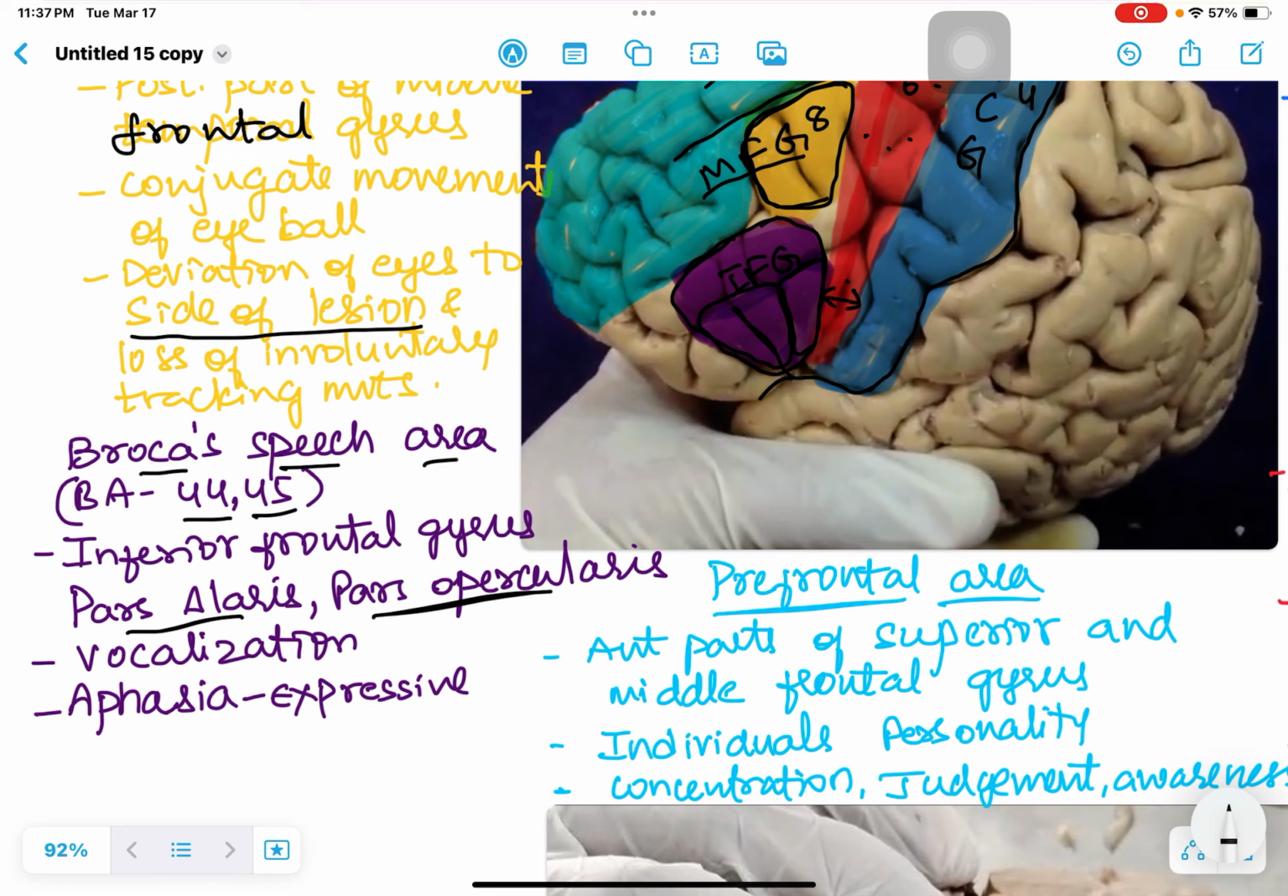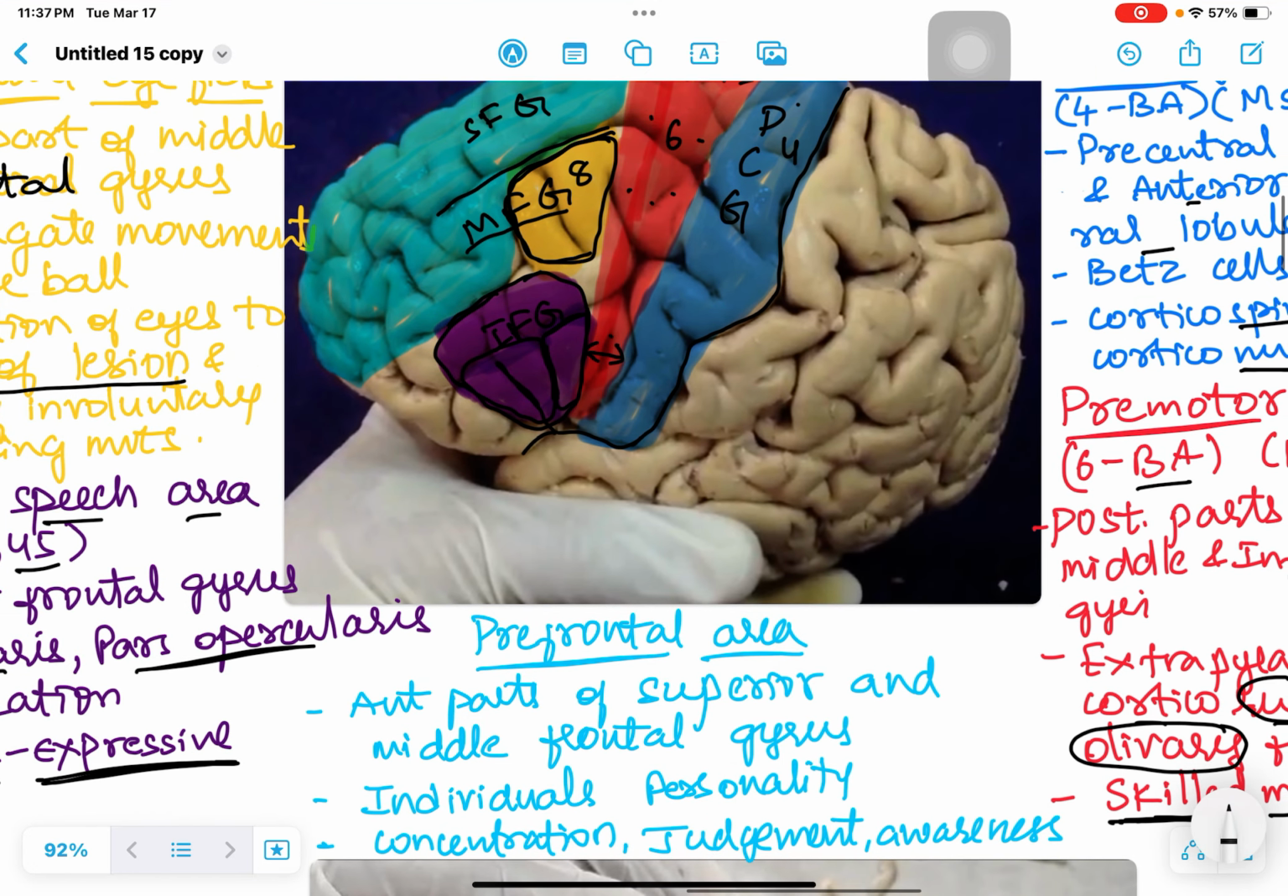So when damage to this area occurs, it leads to aphasia, that is expressive speech is lost. So the patient cannot produce the voice. Though he can understand the voice, though he knows what is being discussed there, he cannot produce the voice and tell it outside. So this is expressive aphasia.